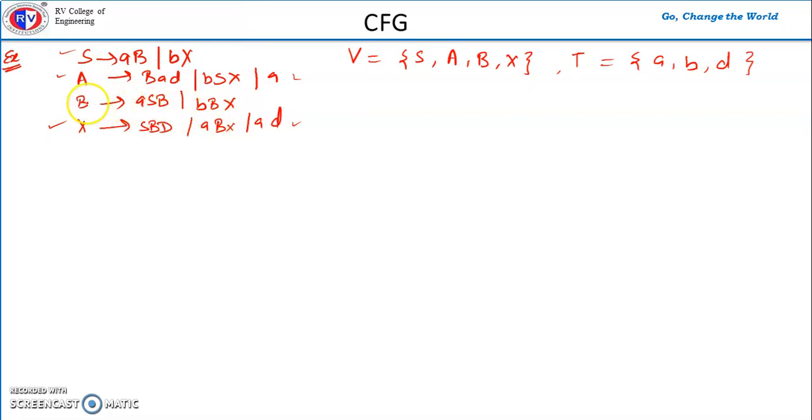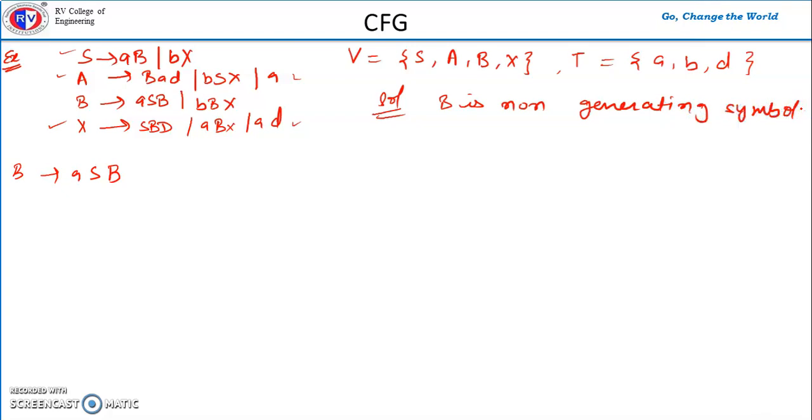Whereas B is non-generating. Why? If I use B in the derivation of a string, in the next step I can replace B by either ASB or BBX. This X I can replace by ad. But what about B? This capital B somehow I have to replace by some terminal, and that I don't have. So B is a non-generating symbol. So what do we have to do? Whichever production contains B, we have to remove the production itself.